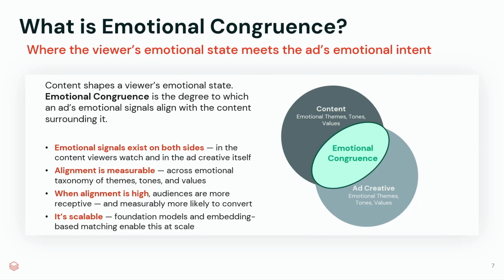Emotional congruence, what is that? At NBC, we define that as the degree to which an ad's emotional signals align with the content surrounding it. I'll explain what those signals are in a little bit. But know that we're not doing this just to do it. This isn't an exercise in futility. There's a lot of research that suggests that, when content primes a viewer's mindset or emotional state to match an ad's, the ad performs better.